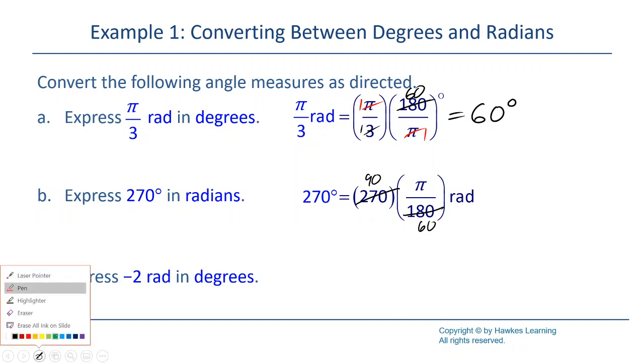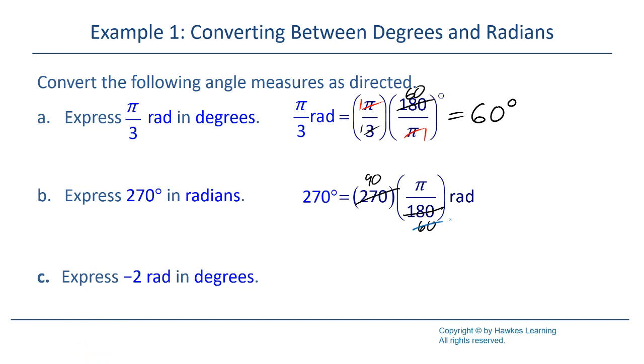Which actually works out a little bit better because those two reduce even further. Whoops. This is 3. Or this goes in 2 times. This goes in 3. And so I'm left with 3 pi over 2 radians. Now, there's only 2 ways to do these problems. Either multiply by pi over 180 or 180 over pi. And we're back to a repeat.